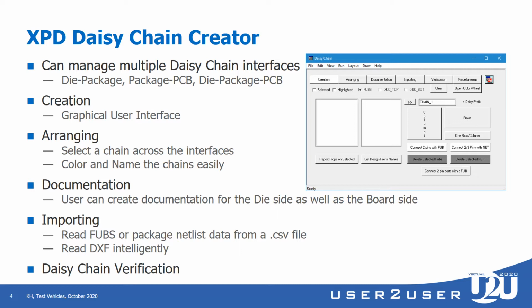And importing, it can read an ASCII file to read in your die or board connections, or you can read in your package connections. So these are just simple CSV files. It also has the ability to read in DXF intelligently. So if you've done your documentation for your chains in AutoCAD and want to convert that over and read it into XPD, this will take the AutoCAD data and intelligently turn it into your die connections. So you can use XPD Daisy Chain Creator to do your verification. And we also have some verification tools.